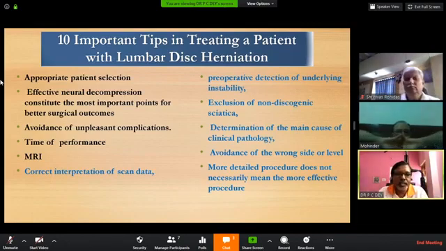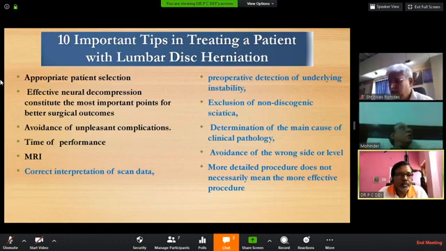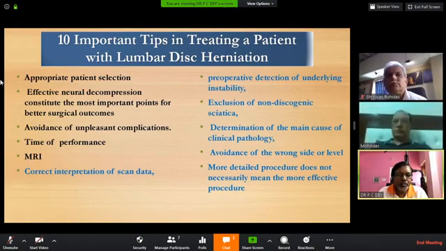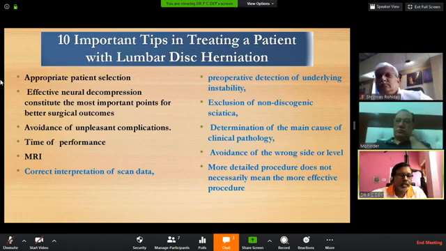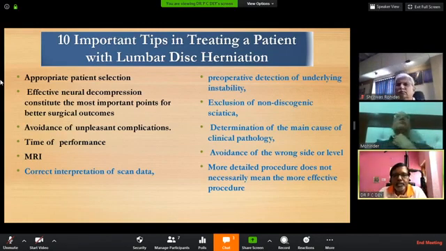Avoidance of the unpleasant complications like the infection, then dural tear, then the nerve injury. And then what will be the time of the surgery? The patient has only had 25 days of complaints. You have to wait for another 1 month of the conservative treatment, or you just wait for 3 months. And then again we'll go for the MRI at 2 months. Then the correct interpretation of the scan and the preoperative detection of the underlying instability.